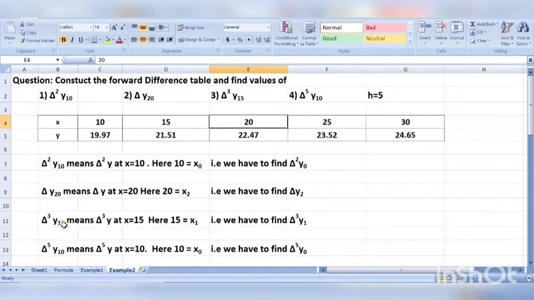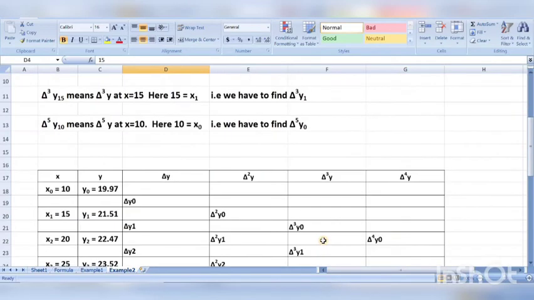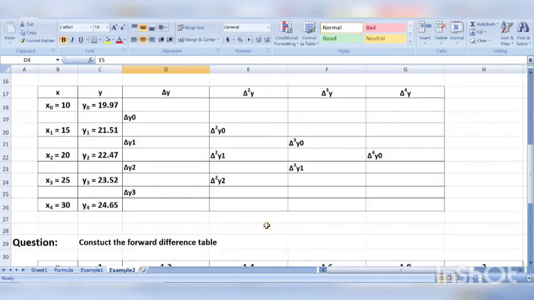Similarly, delta cube y15 means delta cube y at x equals 15. And what is the position of 15? That is x1. That is, we want to find delta cube y1. Now the next value is delta raised to 5 y10, which we want to find here. Delta raised to 5 y10 means delta raised to 5 y at x equals 10, which means delta raised to 5 y0. So let us construct the table now.